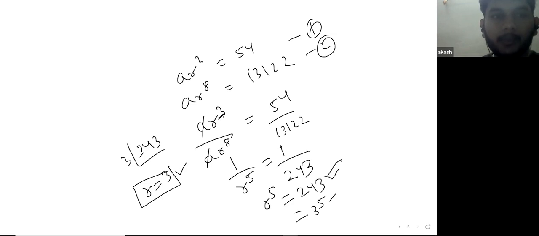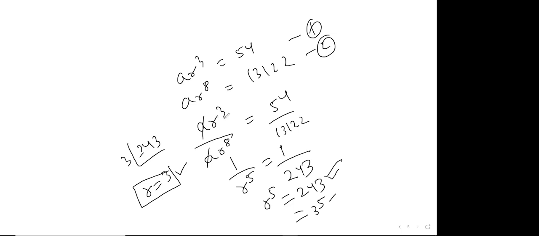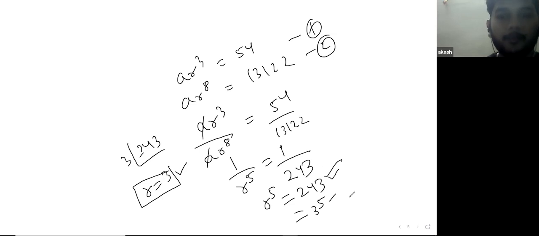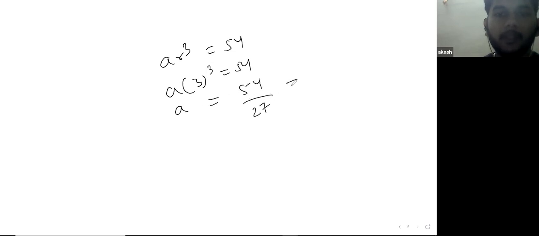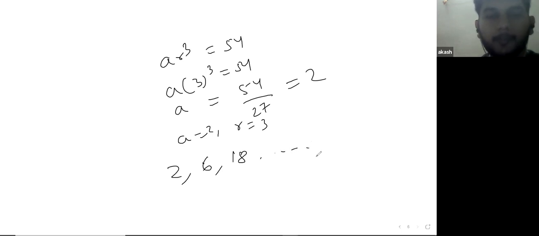Are we clear about this question, Mohammed? Yes. Okay. So put the value of R in equation 1. You will have A R cube as 54. So A times 3 cubed is 54. So A is 54 upon 27, and this is 2. So you have A equals 2 and R equals 3. So the first term will be 2, second will be how much? 6, then 18 and so on.